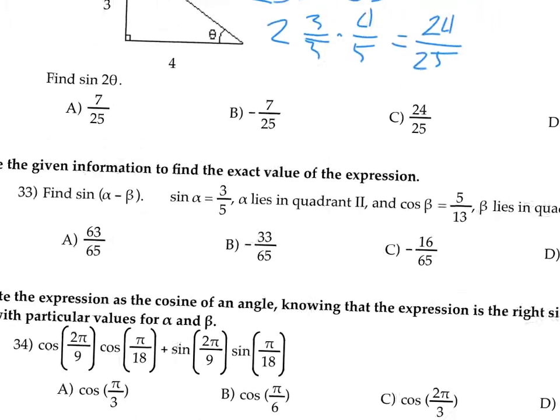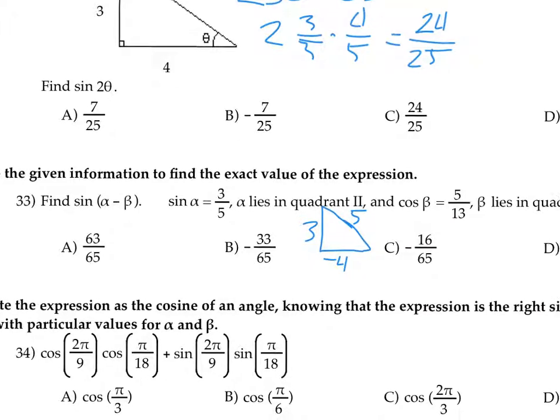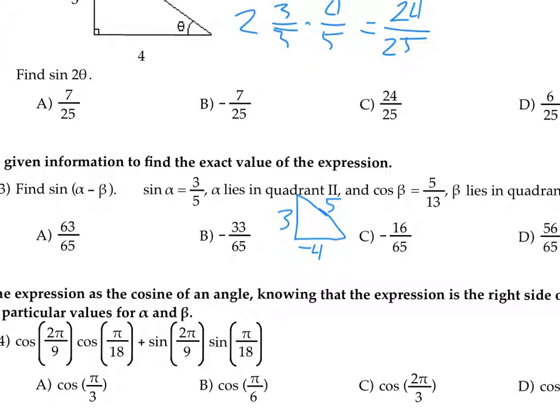For problem 33, we're doing sine of A minus B, and for that we're going to use our sum and difference formula. We've got to figure out both of these triangles. A is going to be within a 3, 4, 5. It's in quadrant 2, so the x is negative. That's why negative 4 is there. And cosine of beta is 5 over 13, so we've got 5 over 13, and I'm getting 12 for the opposite. It's in quadrant 1, so all those are positive.